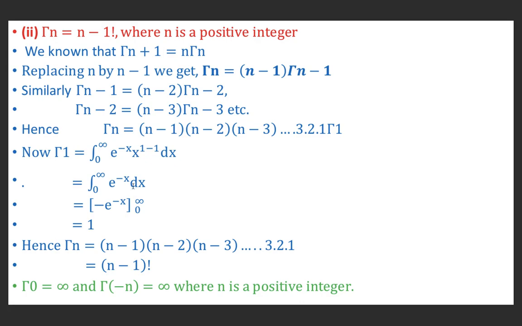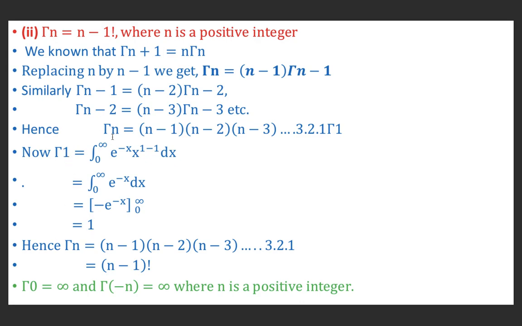If we integrate, integration of e raised to power minus x is e raised to power minus x upon minus 1, so minus e raised to power minus x. Limits are from 0 to infinity. If we substitute upper limit, e raised to power minus infinity means 1 upon infinity, which is 0. Lower limit, e raised to power 0, which is 1. So, upper limit minus lower limit, and we have minus here also. So, we will be left with 1 only. So, gamma 1 is 1.